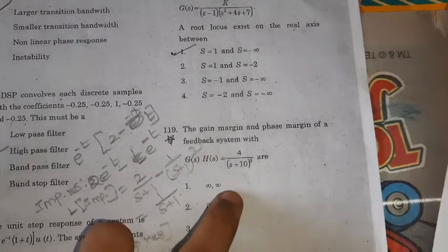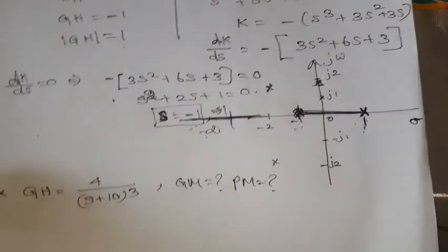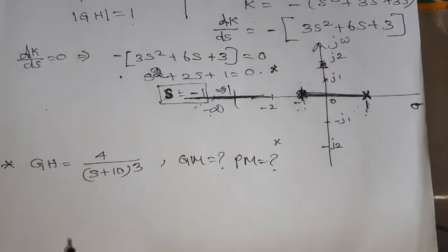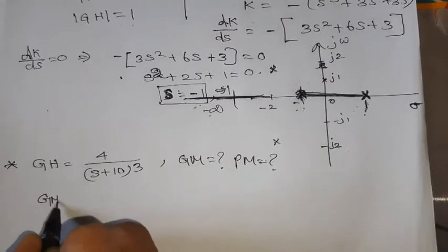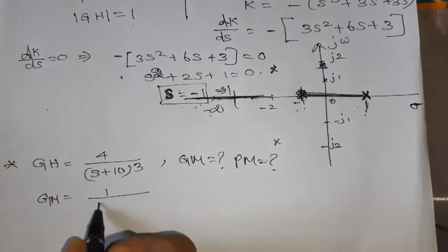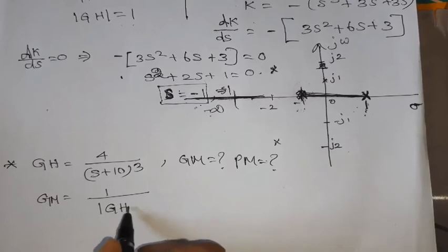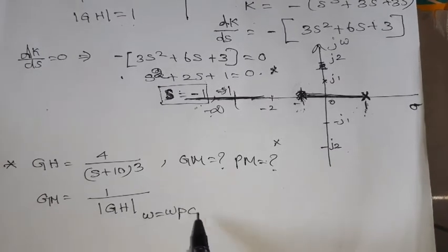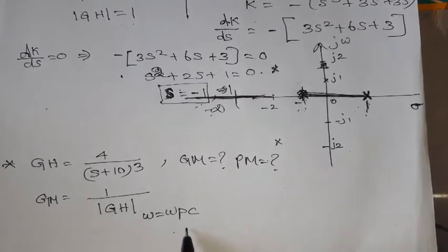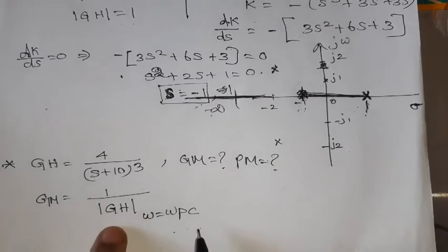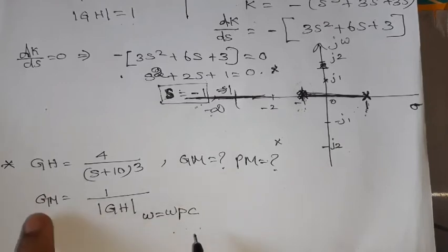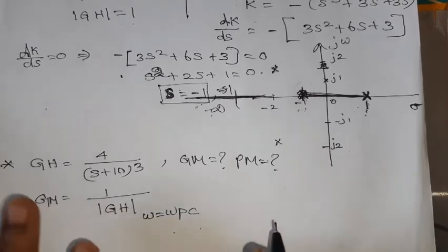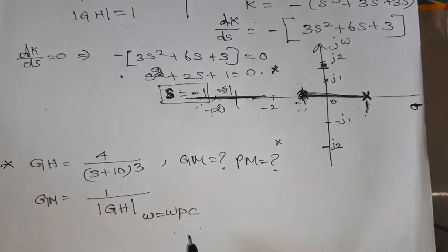This is the problem: 4 by (s plus 10) the whole cube. So what is the gain margin? The gain margin formula is nothing but 1 by modulus of GH at omega equal to omega PC. What is omega PC? Phase crossover frequency. The magnitude of gain margin is 1 divided by the magnitude of GH at omega equal to omega PC.